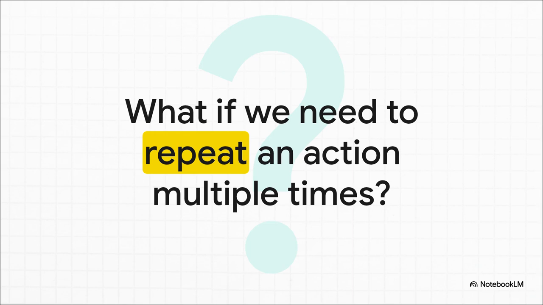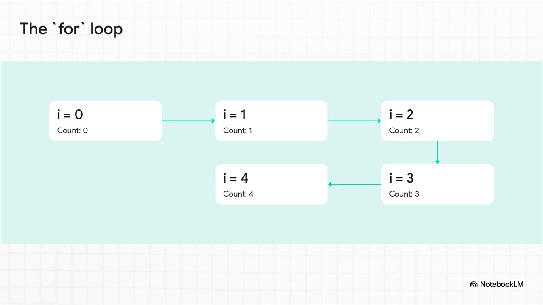I mean, you could just write the same line of code 5 times, right? But that's so clunky and inefficient. There's got to be a better way to just tell the computer, hey, do this thing 5 times and then stop. And of course there is. It's called a for loop.